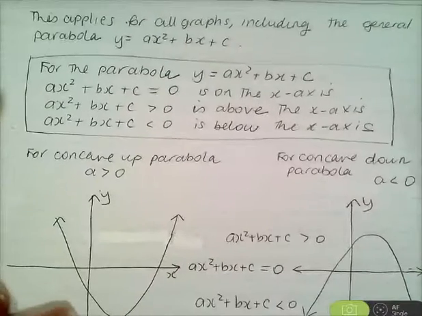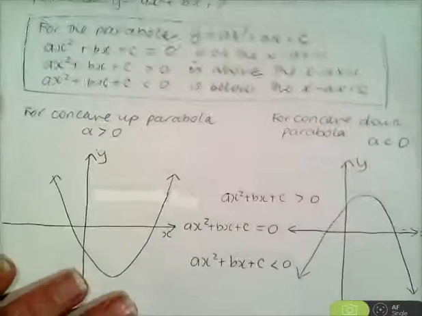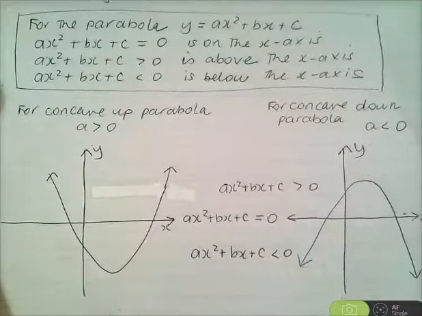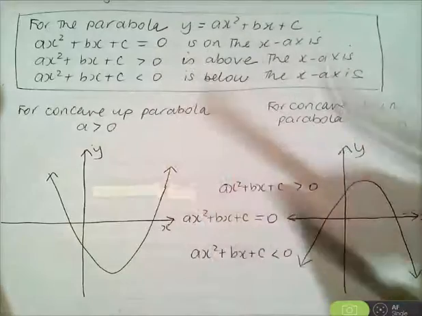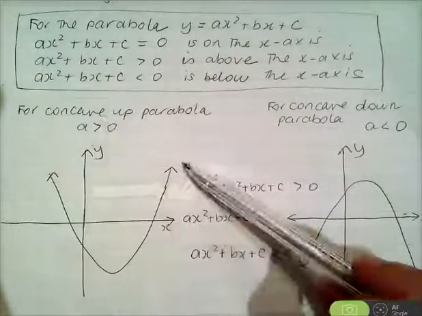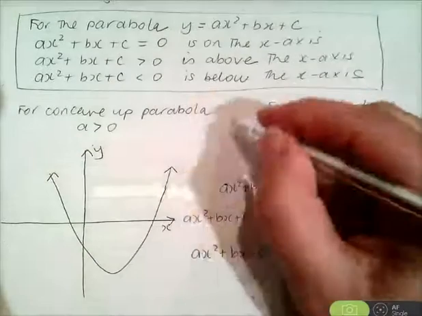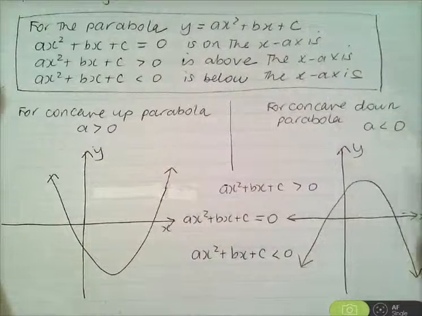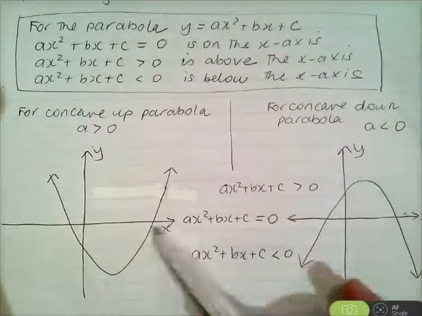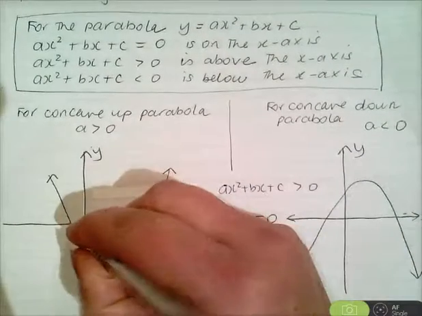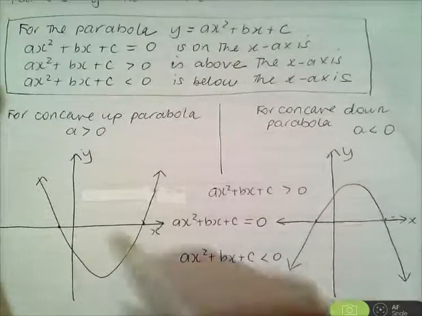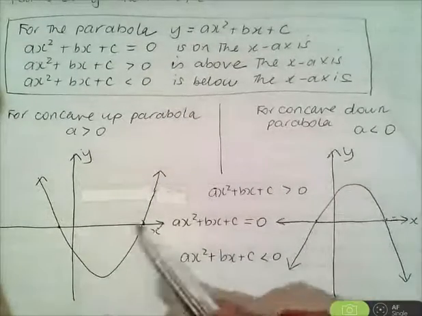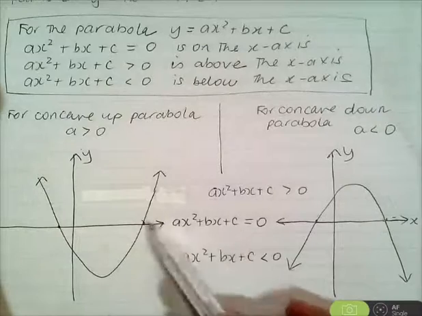So, for the parabola y equals ax squared plus bx plus c, if we want to see where that parabola equals 0, it would be on the x-axis. Now I've got a concave up parabola here, and a concave down parabola here, where a is less than 0. If we look at these two parabolas, we've got 2 points there and 2 points here. So anywhere on the x-axis is where the parabola equals 0.